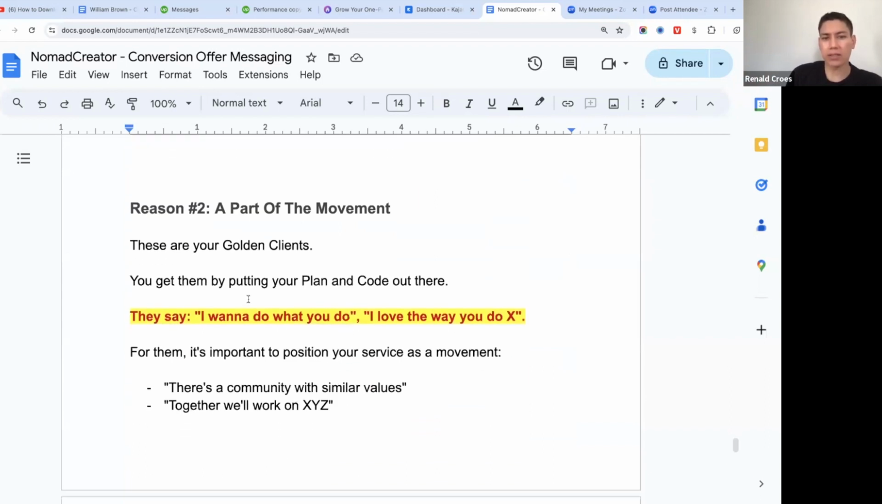Now, second to that, you want them to be missing one part of the movement, okay? A missing piece in the cog or in the system, so that you can give them that missing piece, like that missing puzzle piece, in order for them to have the bigger picture. Once you achieve that, that is the type of audience you want to work with. And what is the reaction you normally get? "I want to do what you do. I love the way you do X."